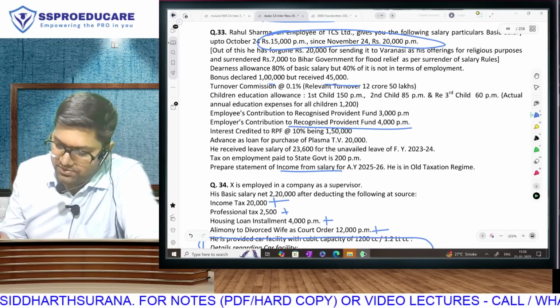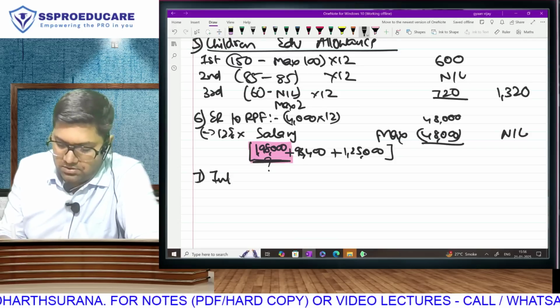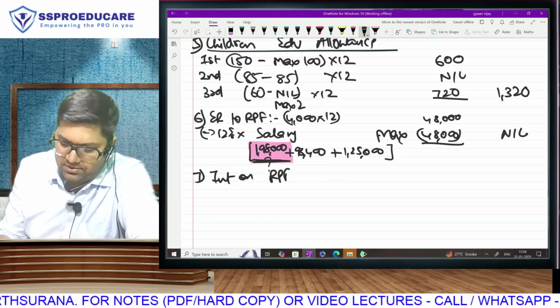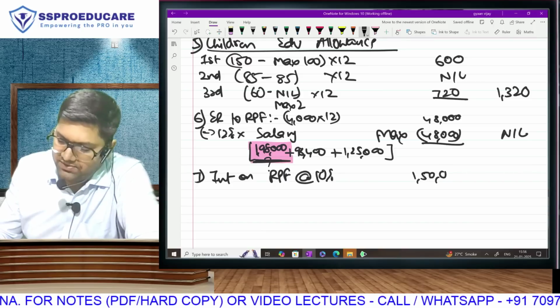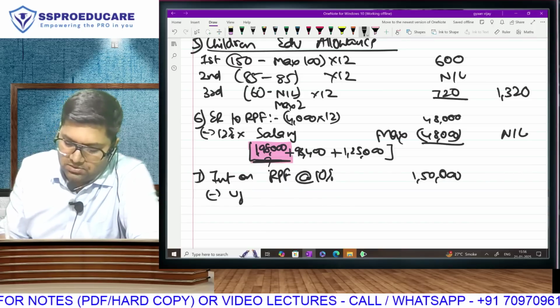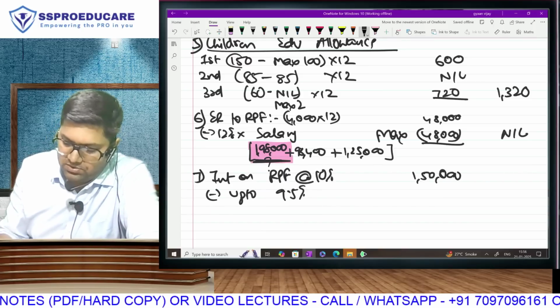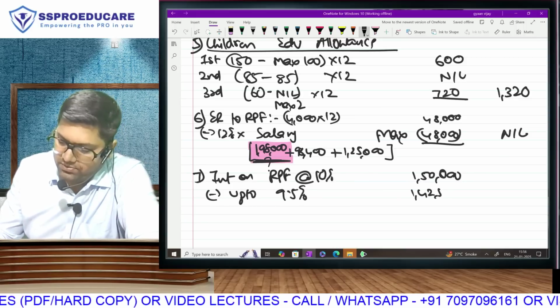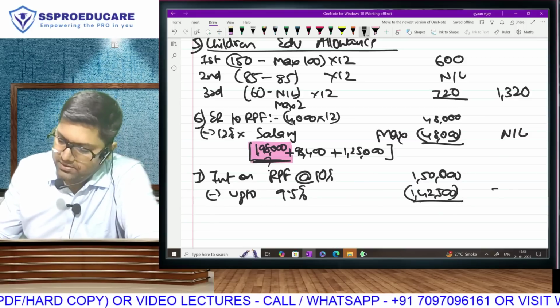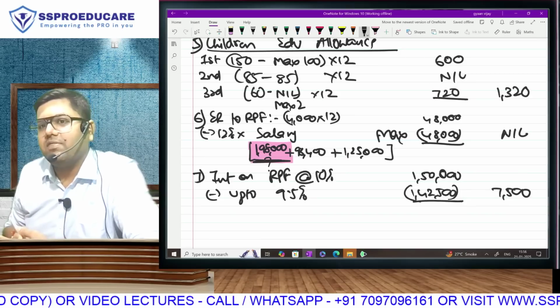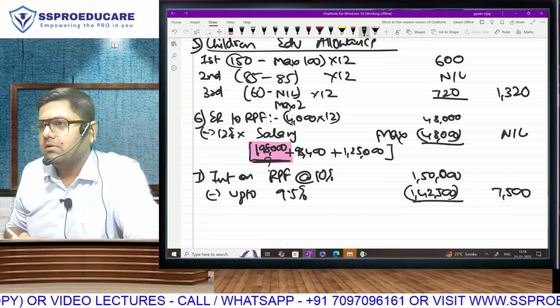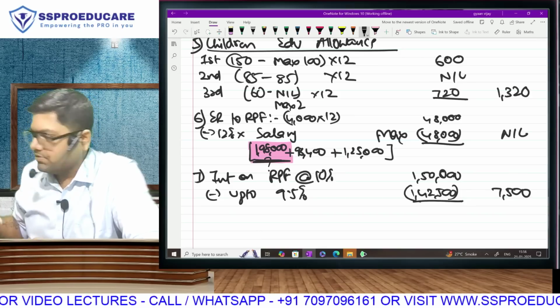Interest on RPF. Where will I write it? Inner column. Why? Because it is exempt up to 9.5%. So 142,500. If 10% is 150, then 9.5 is how much? Cross multiplication. You got this?